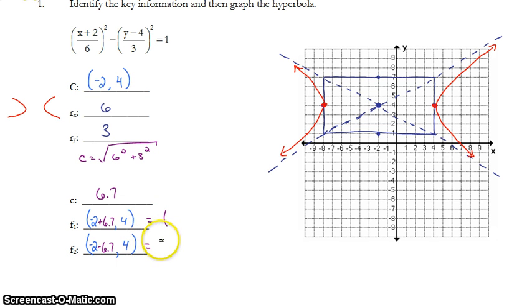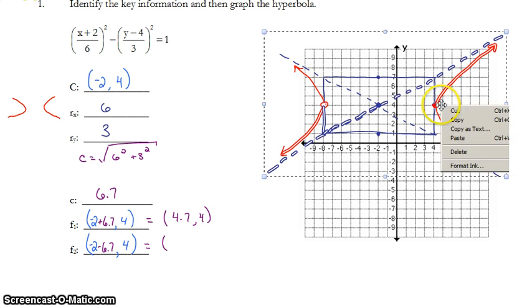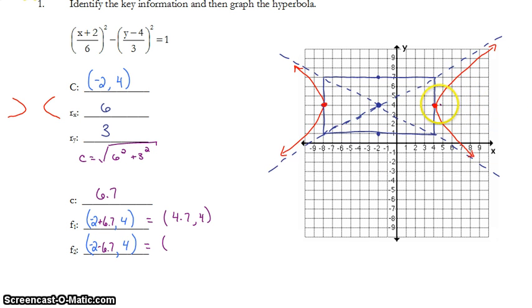That helps because that's what I'm going to add here and subtract here, my focal radius, giving me my foci at -2 plus 6.7 is 4.7, comma 4. So 4.7 is close to 5, comma 4, means my first focus is right about there. And then -2 minus 6.7 is -8.7, comma 4. There's -8, -8.7, up to 4. I've graphed my two foci.